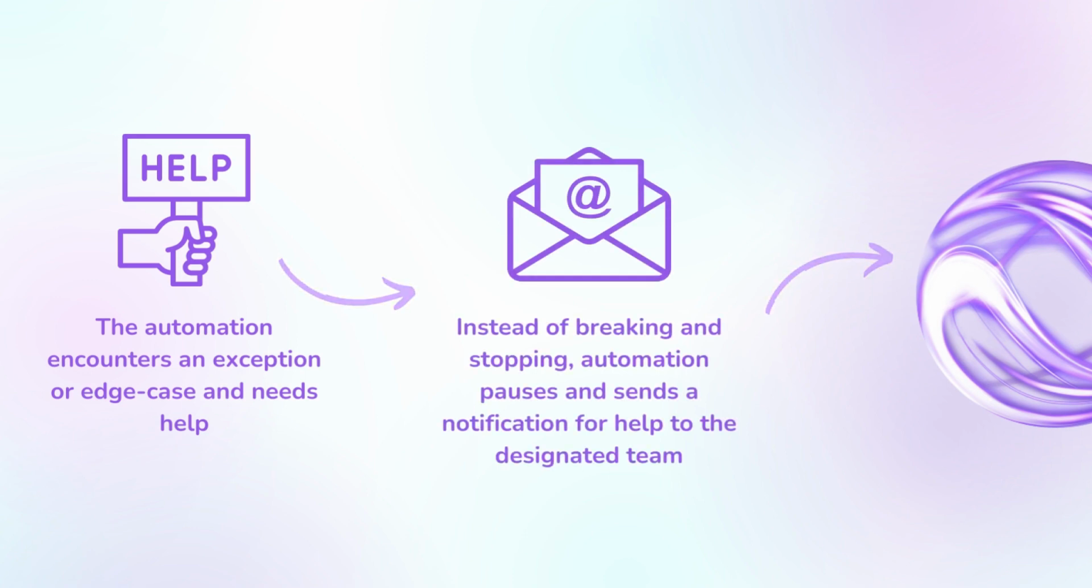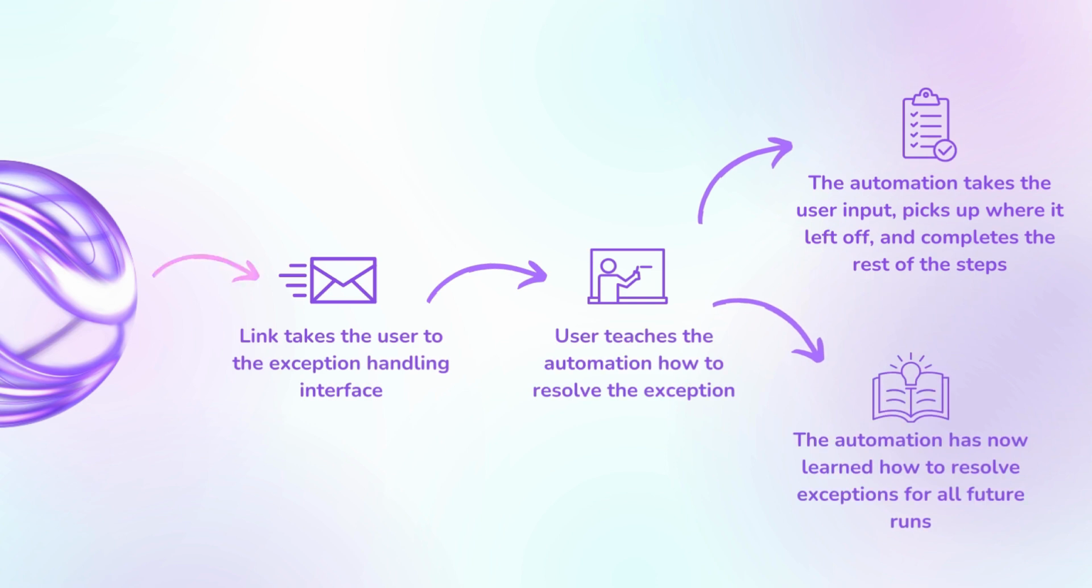When an automation encounters an exception or an edge case, the automation will pause and send an email notification for help to a designated team. The email will have a link that takes the user to Kognitos' exception handling interface. From the interface, the user teaches the automation how to resolve the exception by writing simple English statements.